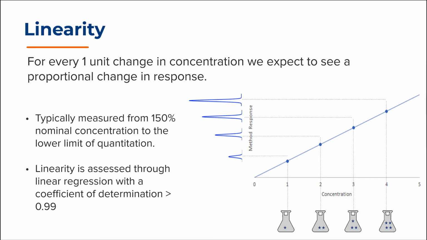The range over which linearity is established is very important. Linearity should be determined from the lowest level at which an analyte of interest can be accurately measured up to roughly 150% of the nominal or expected concentration. A minimum of 5 points over this concentration range should be assessed.